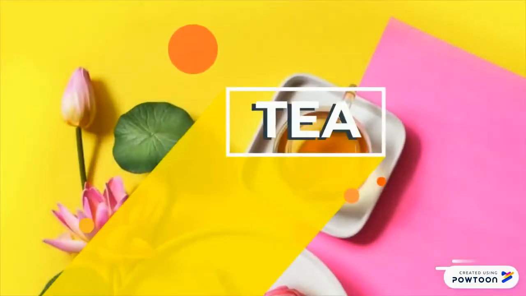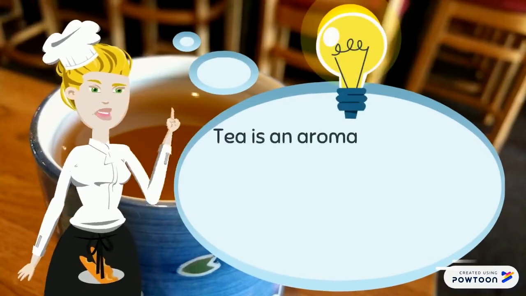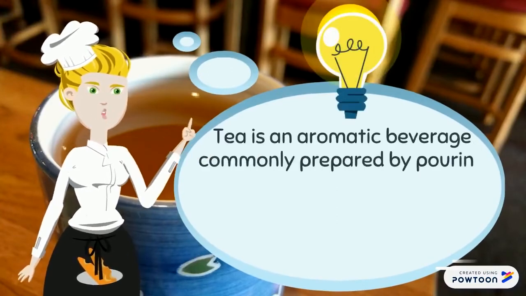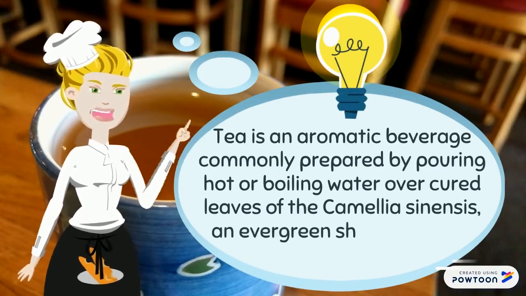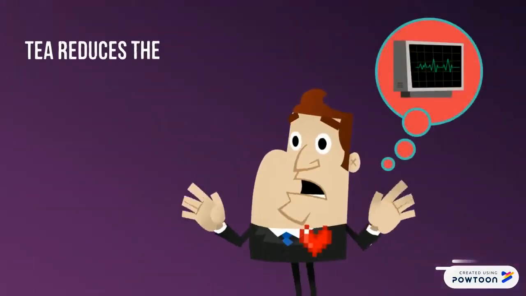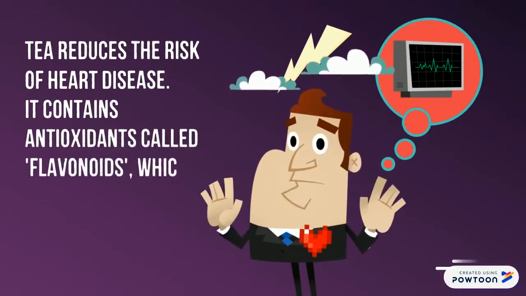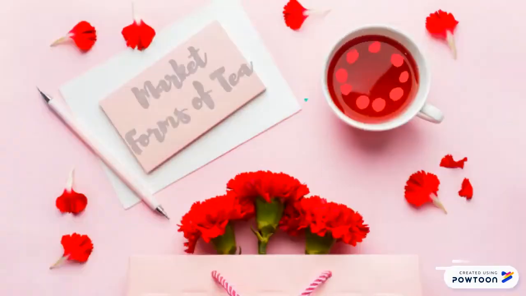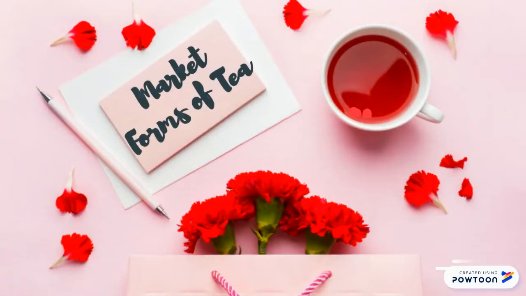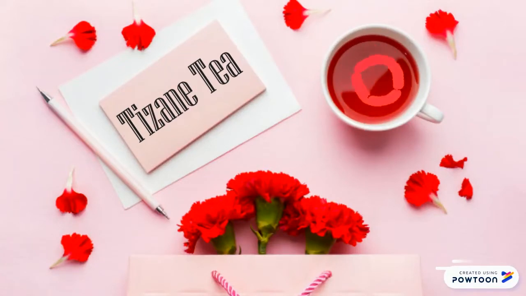Tea is an aromatic beverage commonly prepared by pouring hot or boiling water over cured leaves of the Camellia sinensis, an evergreen shrub native to East Asia. Tea reduces the risk of heart disease. It contains antioxidants called flavonoids, which may slow down the onset and risk of heart disease. The tea market has been segmented into black tea, green, herbal, oolong, instant, and tisane tea.